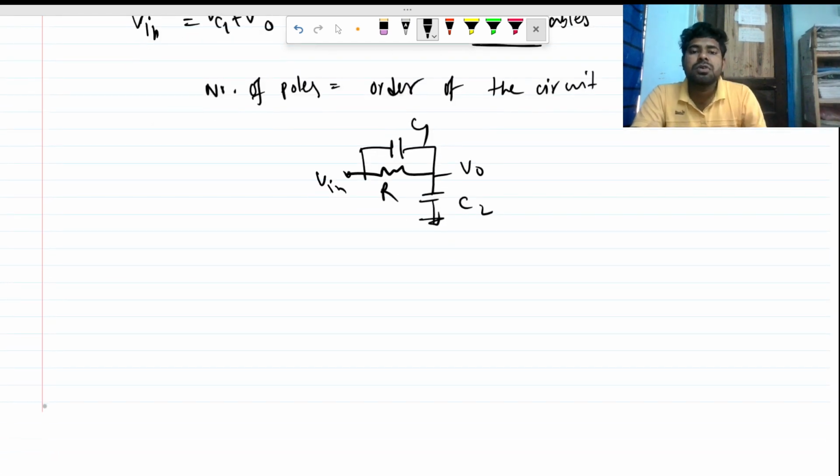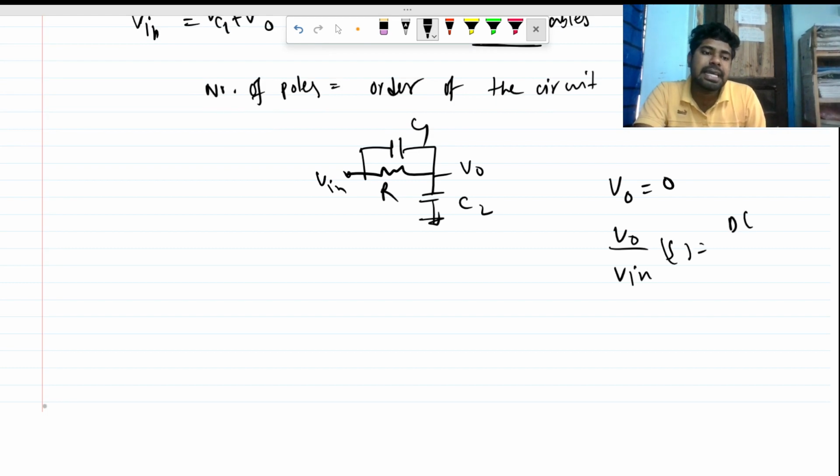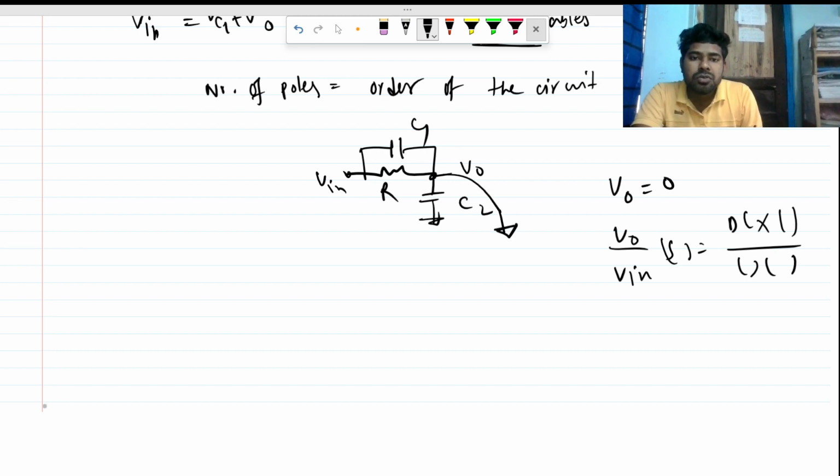For the zero, we know V out will be zero, right? Actually, V out by V in is nothing but some DC gain times zeros by poles. So to get the zero, V out will be 0. If we make V out 0, this is ground. So for this 2C capacitor, both terminals are at ground, so it is out of the picture. There is only one effective branch, this C1 and this R.